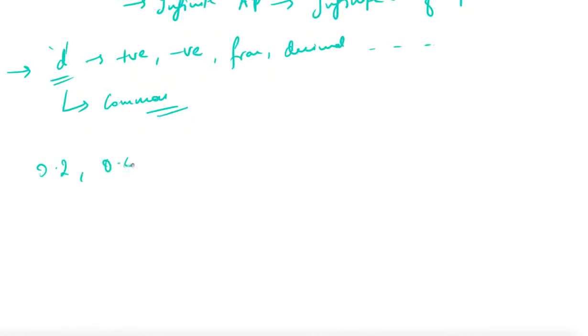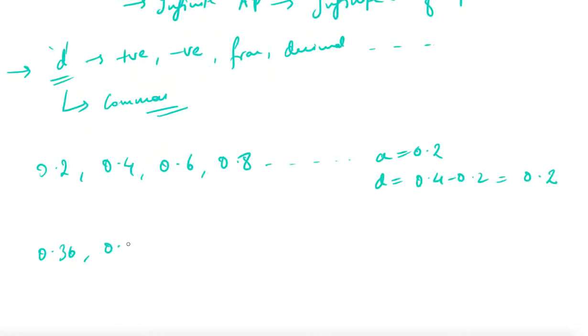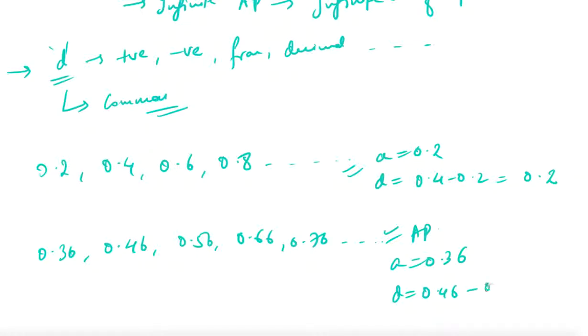Say for example, if I take 0.2, 0.4, 0.6, 0.8, this is an AP where a is equal to 0.2 and d is equal to 0.4 minus 0.2, which is 0.2 itself. Or let me take another example. If I take 0.36, 0.46, 0.56, 0.66, 0.76, and so on, this is also an AP with a equal to 0.36 and d equal to 0.46 minus 0.36, that is 0.10.